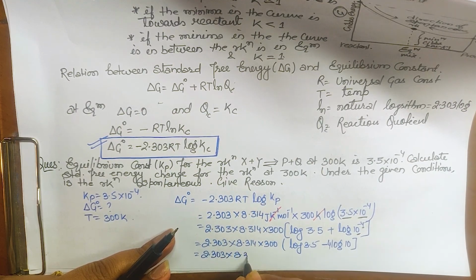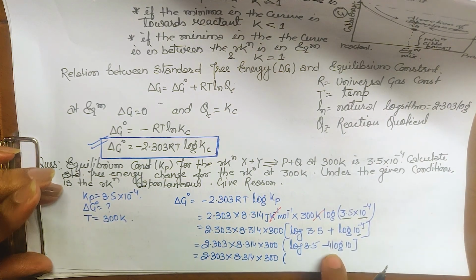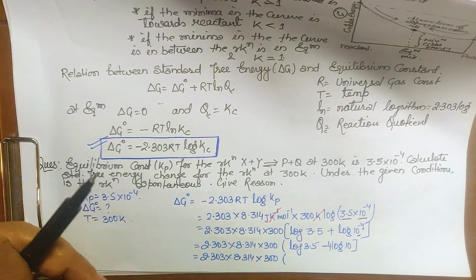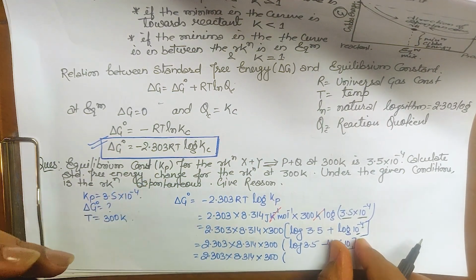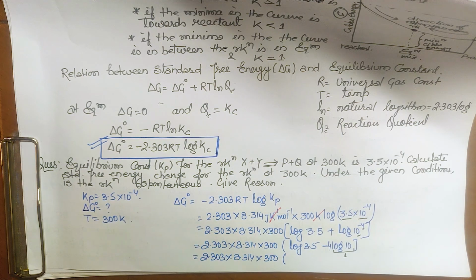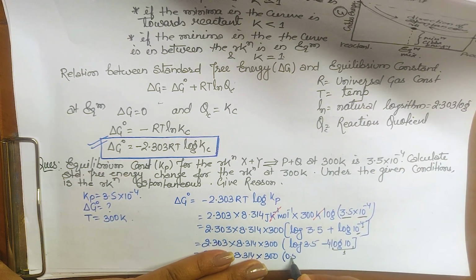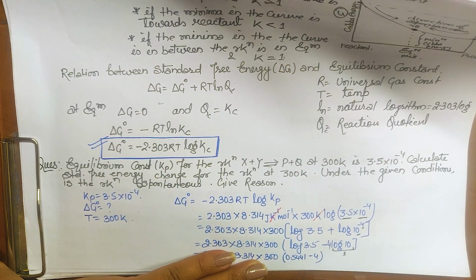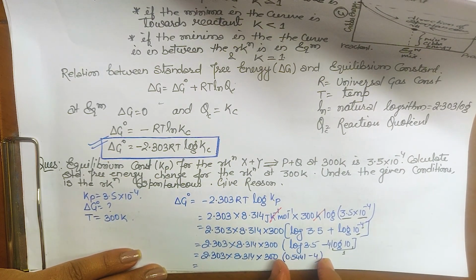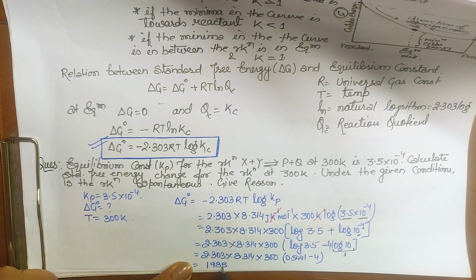So put the value: 2.303 into 8.314 into 300, and put the value of log 3.5, and then minus 4. This will complete, it will become 1. So log 3.5 minus 4, you will do this. The value of log 3.5 is coming 0.5441. So write 0.5441 minus 4. Solve it, subtract, and then multiply with all this. So you will get 19851.8 joule per mole. Got it?